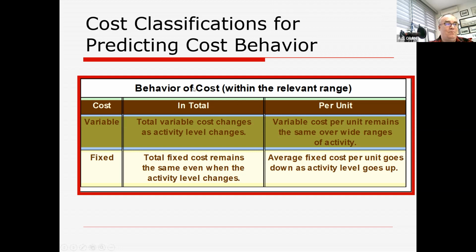So we're referring to the total cost, how it's changing, whether we call something variable, which is variable as you produce more, it is increasing at a steady state, versus fixed, which is remaining constant regardless of how many units you produce and sell.